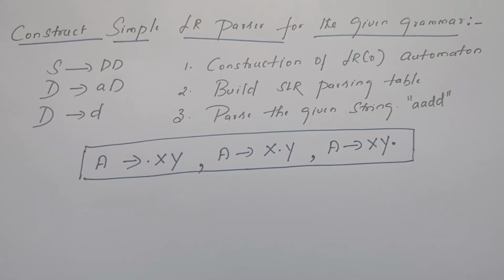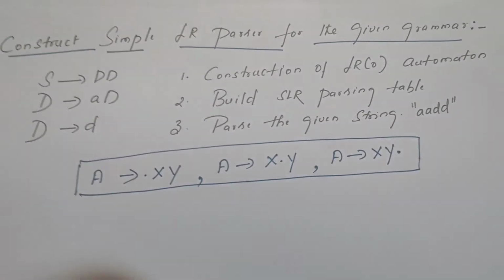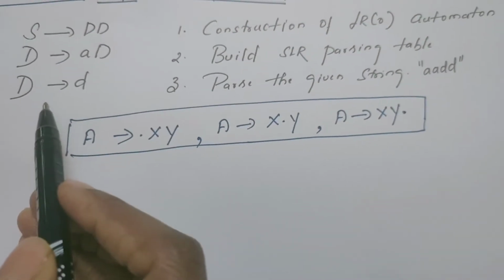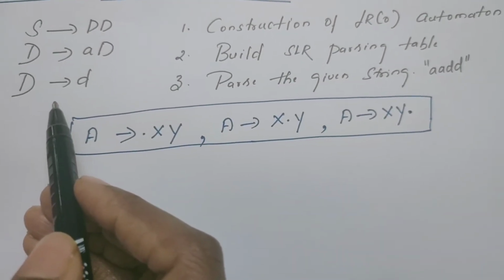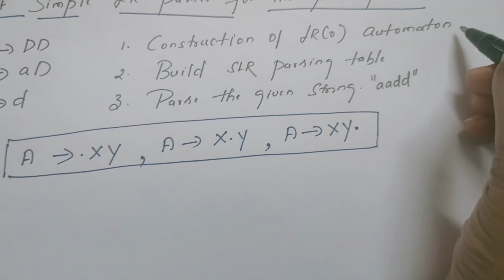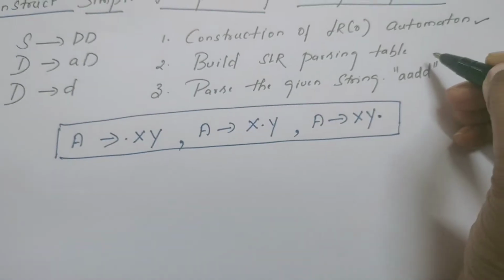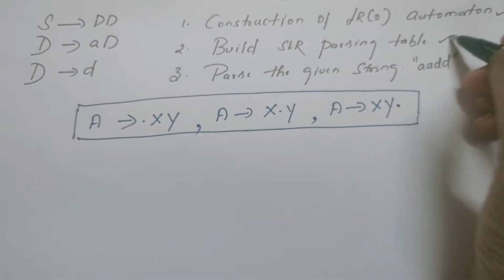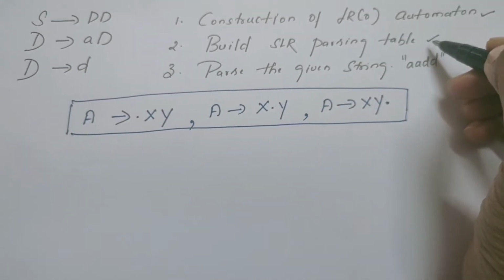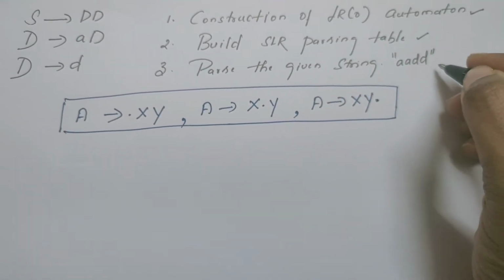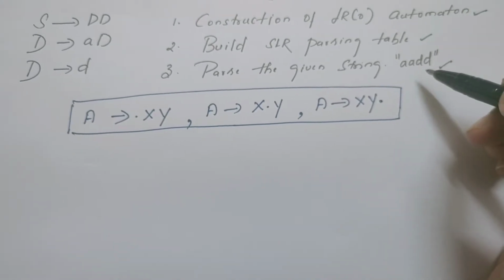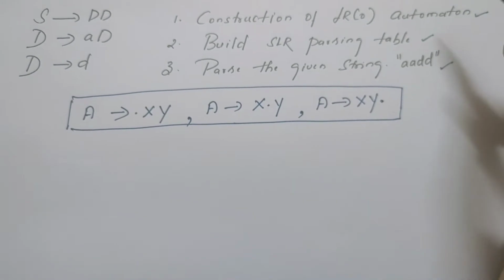In this video, we are going to discuss the construction of a simple LR parser with a given grammar, a very simple grammar I have taken. To construct an LR parser, it involves three steps. First step is we need to construct the LR0 automaton. Second step, we need to build the SLR parsing table. After the parsing table is built, using the parsing table, it is possible to parse the given string. So we are going to do all these three steps in this video, right?